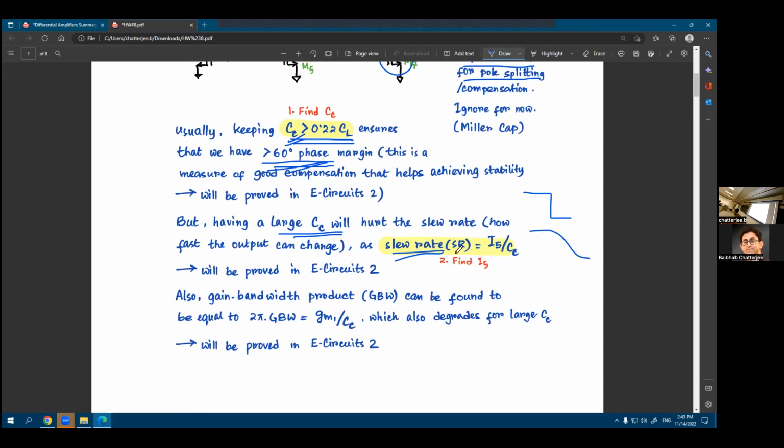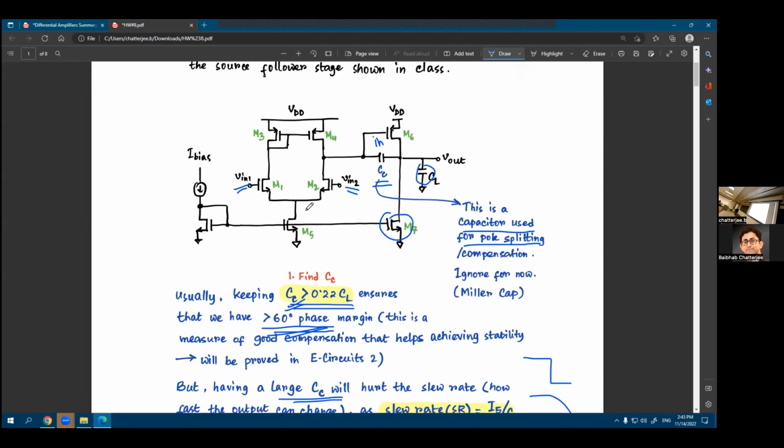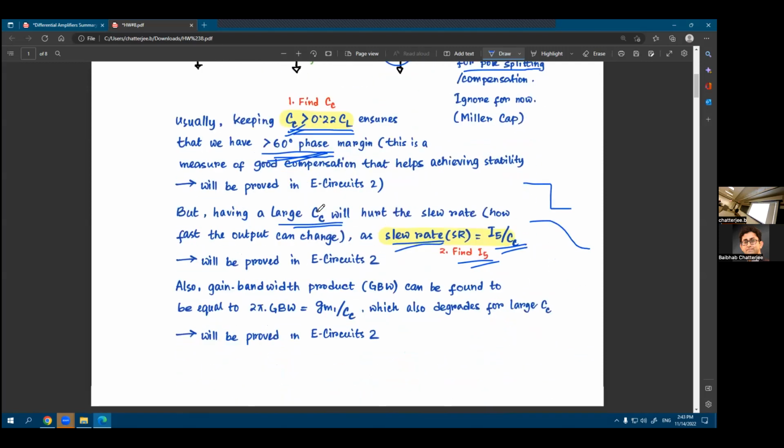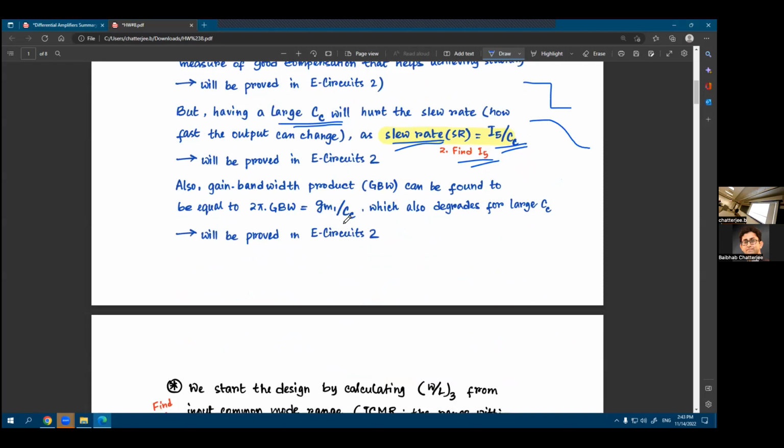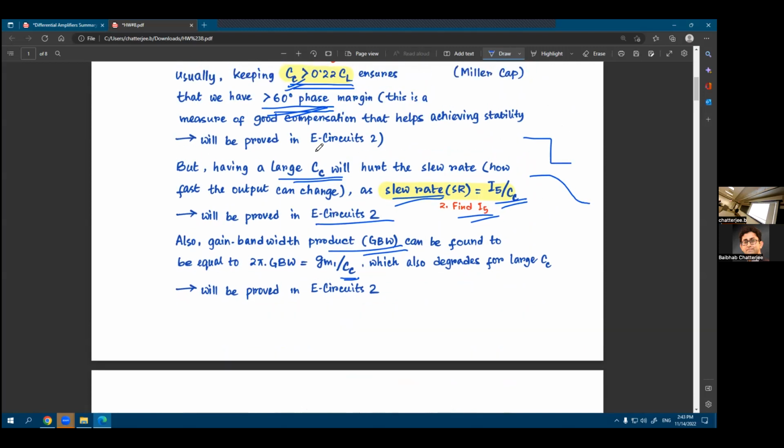So that's the trade-off. Slew rate is given by I5 over CC. So if you're given the slew rate number, you can find out I5, the current that needs to flow through this tail transistor. And another thing that CC, the compensation capacitance, affects is the gain bandwidth product of the op-amp. Again, these are three things that we'll be learning in e-circuits too. I'm not proving them here. One is why you need CC to be greater than 0.22 CL for a 60 degree phase margin. One is the equation for slew rate, which is I5 over CC. And the other is the equation for gain bandwidth product, which is GM1 over CC.